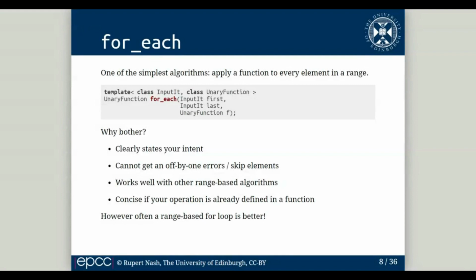Why would you use this sort of inbuilt functionality? It's clear what you're trying to do. The information is provided; you read some information about what your intent is with this section of code. Using iterators in this way allows you to avoid off-by-one errors. This works well with other range-based algorithms. It's quite concise if your operation is already defined in a function. But often a range-based for loop is better, though this is quite reusable.